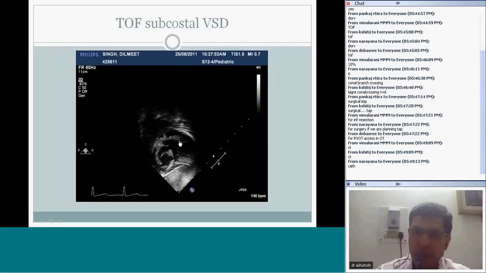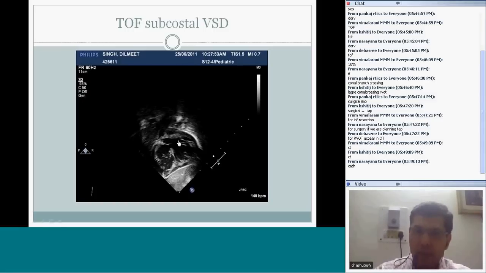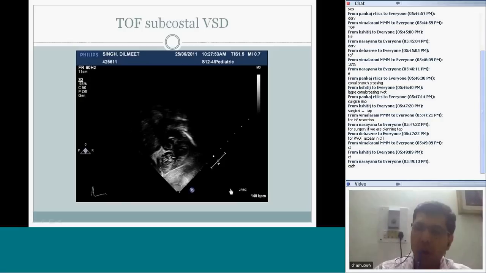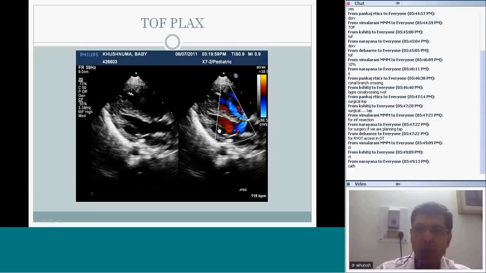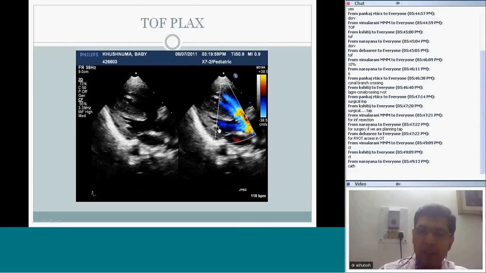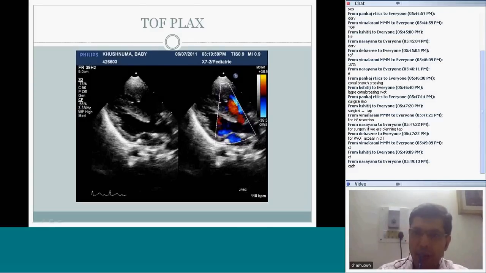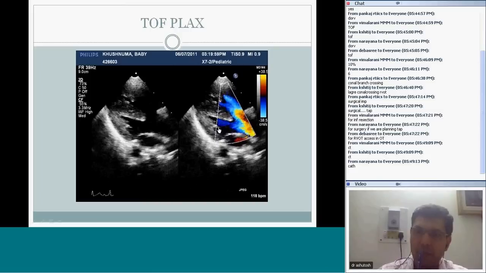This is the same picture from the subcostal. You can see the large malaligned VSD with aortic override. This is the interventricular septum and this is the large VSD. The important thing is that all VSDs should be interrogated in both planes. This is through the long axis. You can see the color, right to left shunt, aortic override, aortomitral continuity.